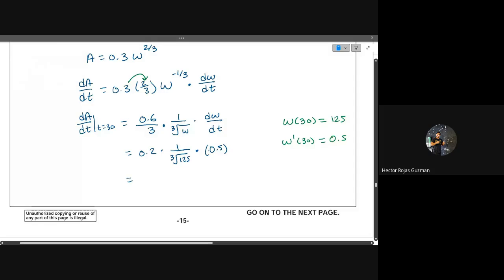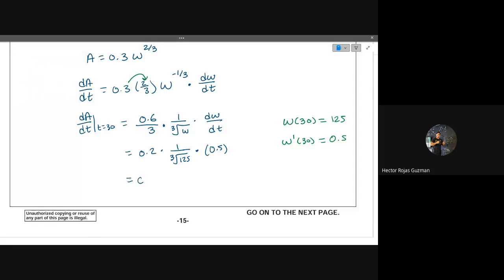0.2 times 0.5, that's 0.01. And the cube root of 125 is 5. So 0.1 divided by 1 over 5. Well, 0.1 is 1 over 100. And that equals 1 over 500.